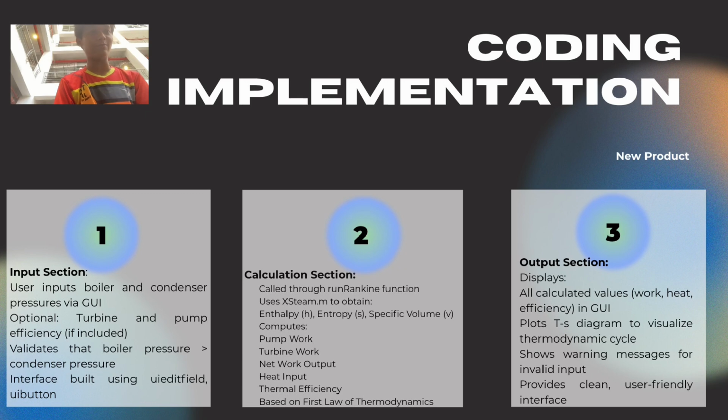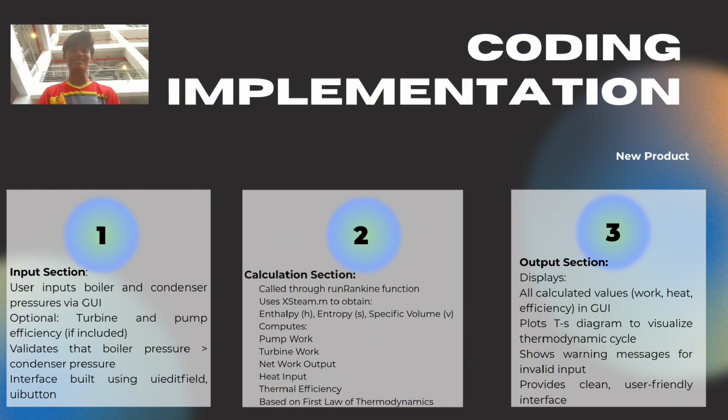Now is about the coding implementation part. First, the input section. The user inputs boiler and condenser pressure via GUI. Optional: turbine and pump efficiency if included. Validate that boiler pressure is higher than condenser pressure. The interface is built using a UI file or Python.